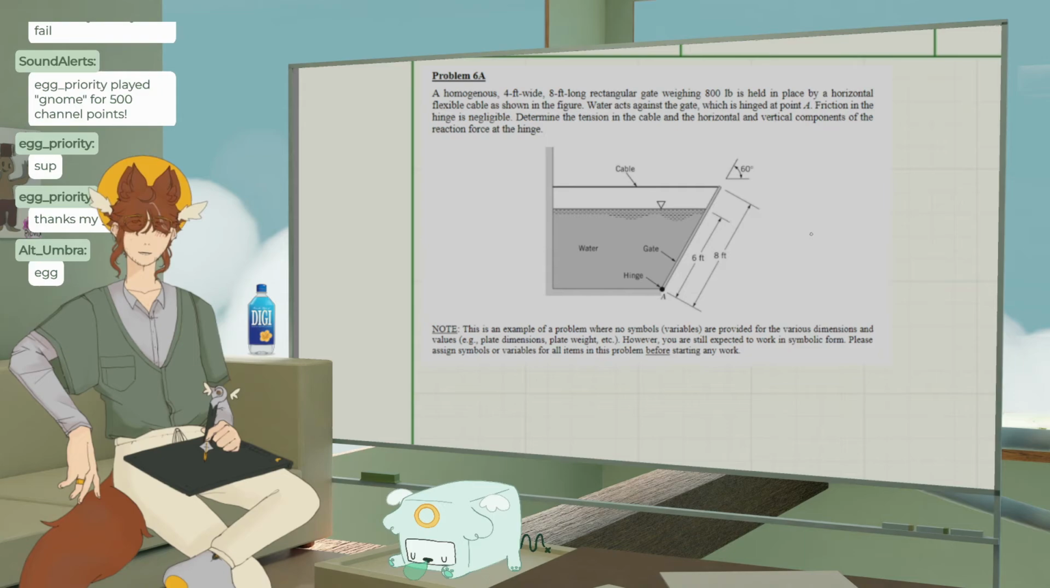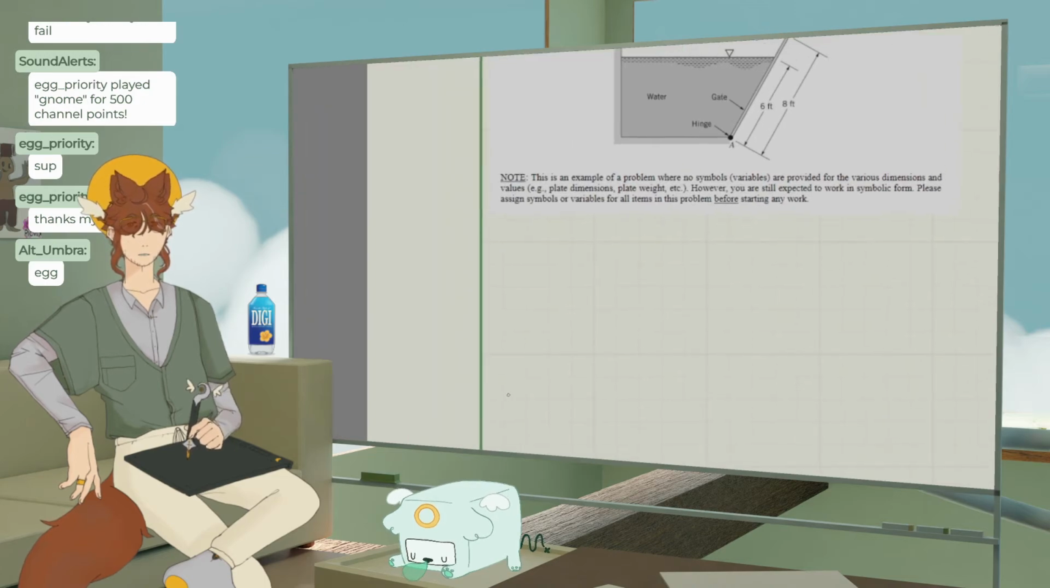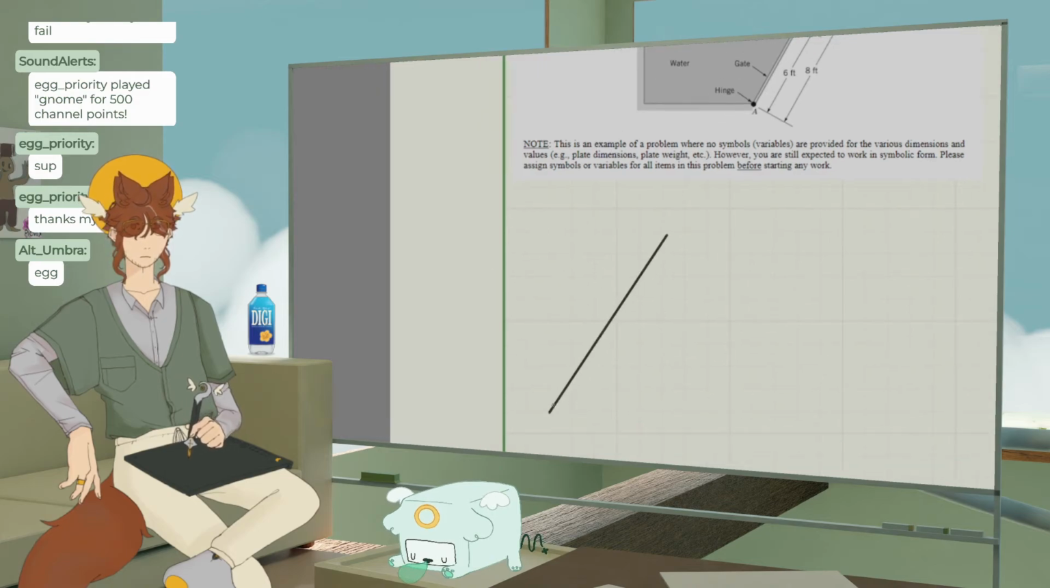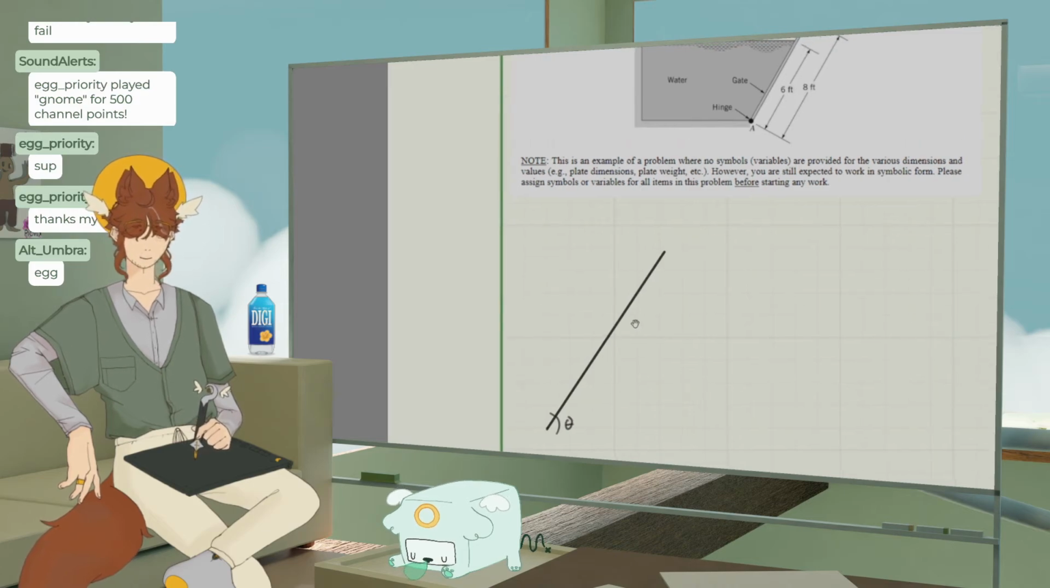Okay. A homogeneous, 4 foot wide, 8 foot long, rectangular gate weighing lots of stuff. We gotta make a free body diagram. We are chillin'. This isn't hard. I'm just gonna call it theta. We're gonna do it symbolically. Don't worry about it. Water goes up to here.